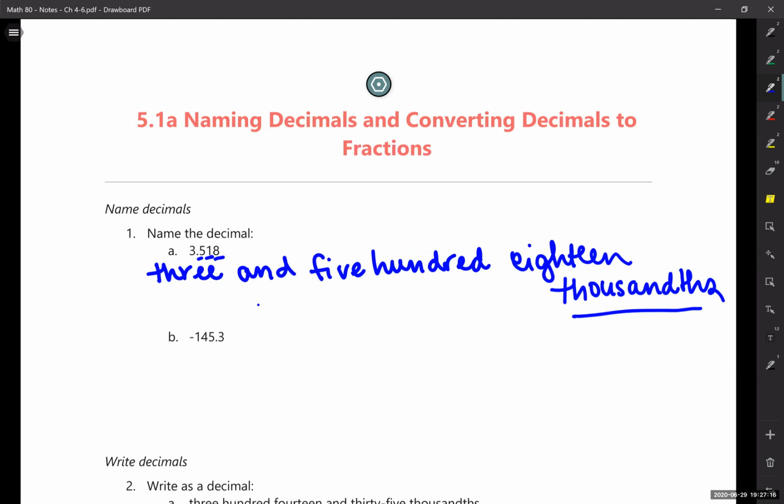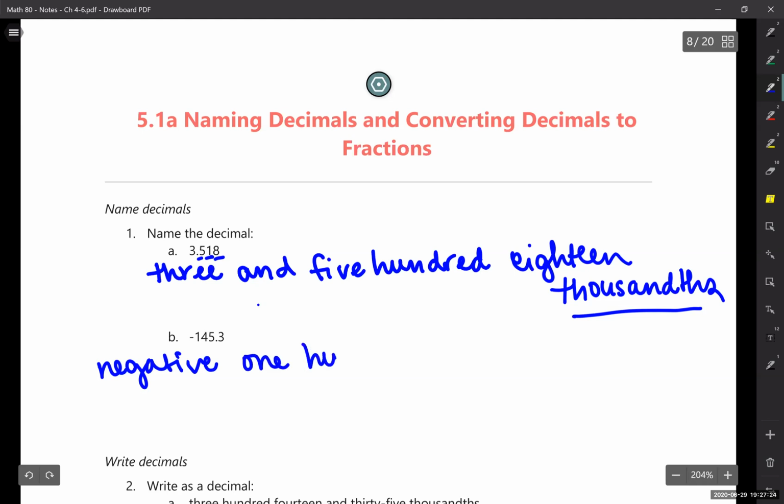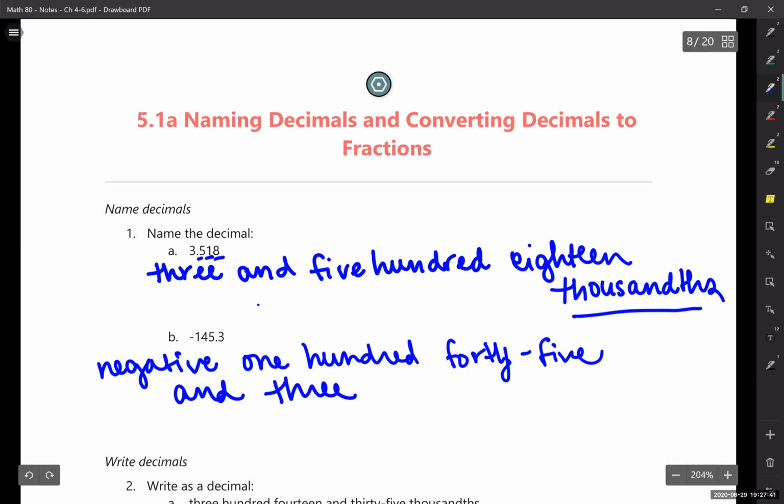For part B, on the left side of the decimal, we have negative 145. And there's the decimal, so I write the word and. And then on the other side of the decimal, I just have a 3. So, and 3/10.